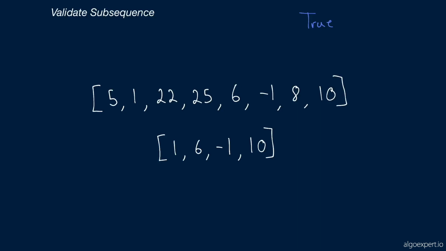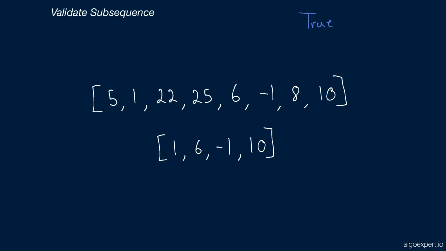So for example, if you take a look at the array that I've got in front of me here, the one that starts with 5 and that ends with 10, this is an array of integers, so it's a sequence of integers. And if you were to remove some of the integers from this sequence, like for example, if you were to remove the integer 22, or maybe if you were to remove none of the integers, the remaining elements would be a subsequence of the original sequence.